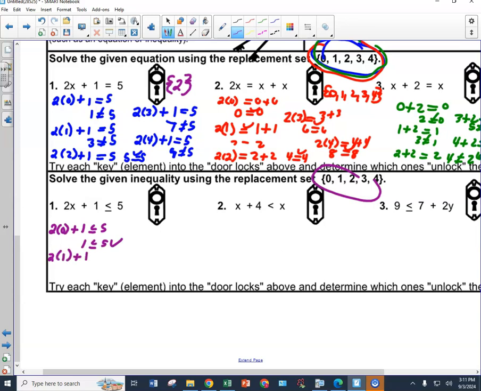2 times 1 plus 1. 2 times 1 is 2. 2 plus 1 is 3. Is 3 less than or equal to 5? That is a good answer.